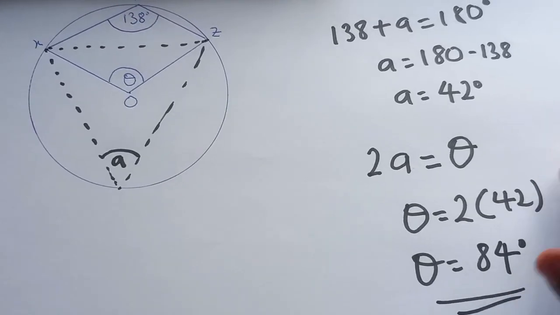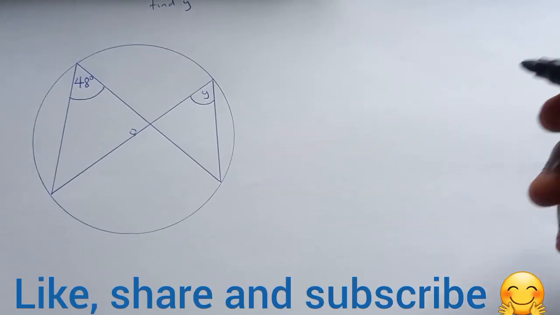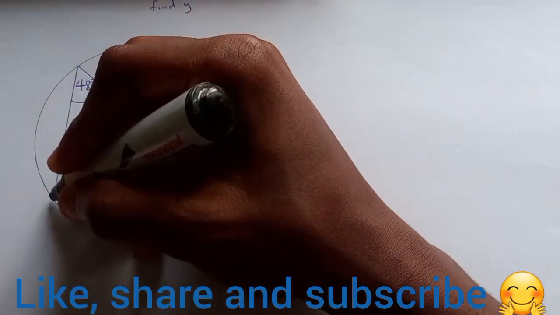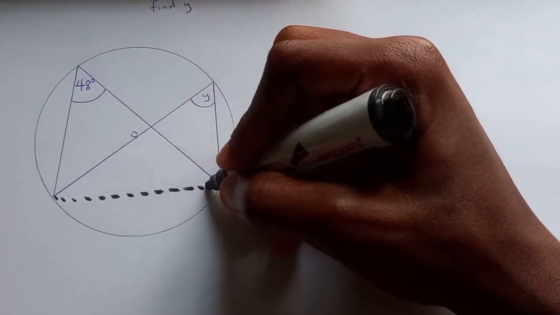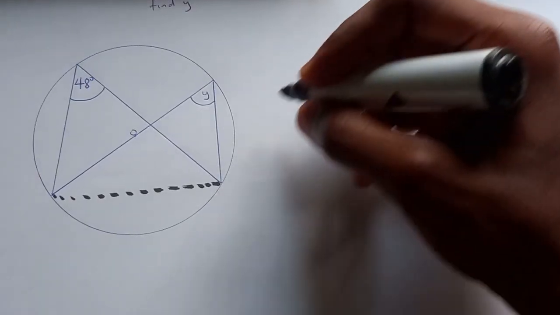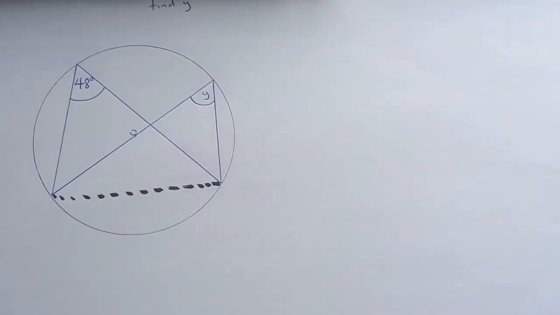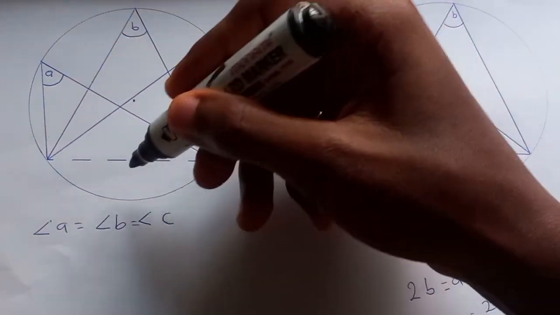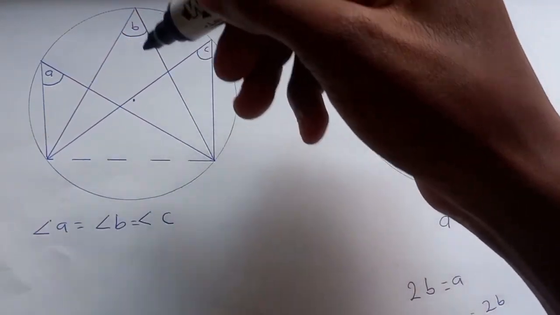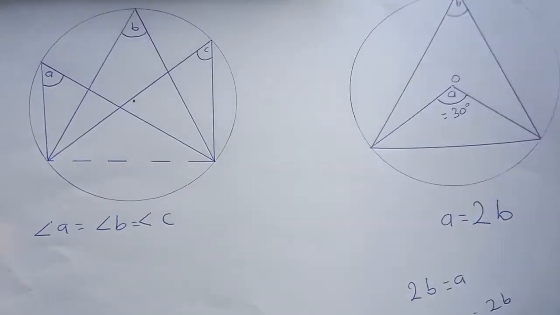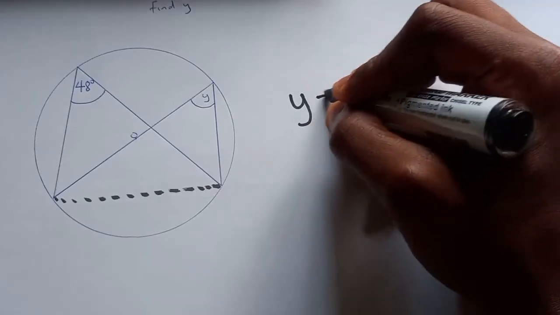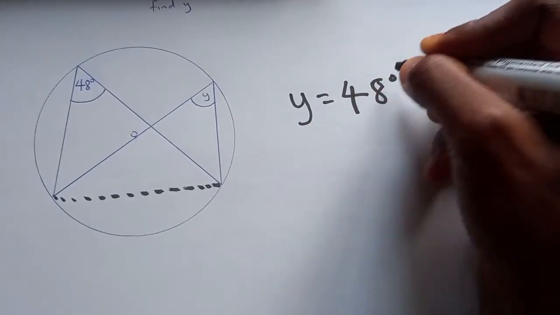So in circle theorem, it's all about applying the rules. Okay, we're supposed to find the angle Y. We know that they have the same chord. Therefore, from this rule, because they subtend to the same chord, angle C is equal to angle A is equal to angle B. Therefore, with the same chord over here, Y here is equal to 48 degrees.